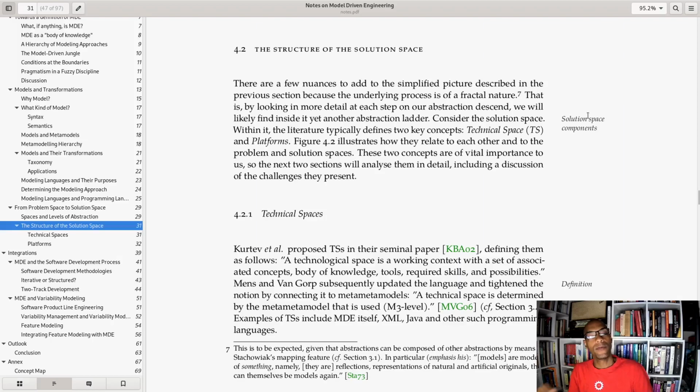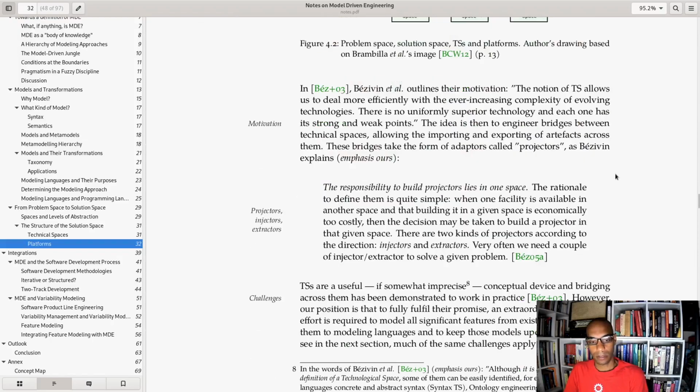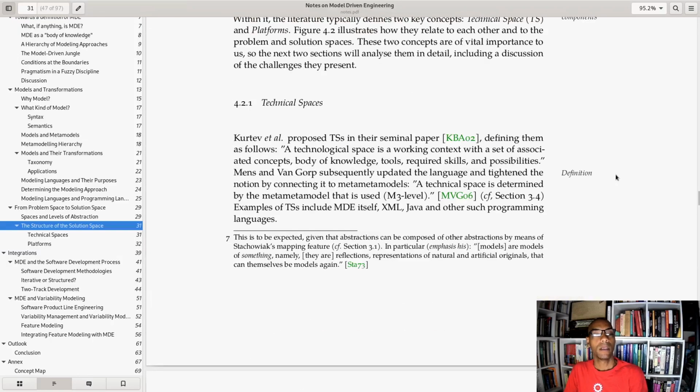Now, if you think about the solution space, it is useful to also model the solution space. I'm not quite sure we discussed this already. I don't think we have.